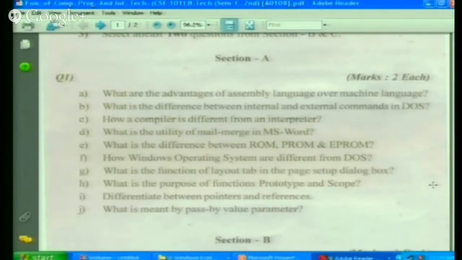The next one is correct: differentiate between pointers and references. Then the last one: what is meant by pass by value parameter. Here it could simply be: explain the meaning of pass by value parameter, or explain the concept of pass by value parameter.